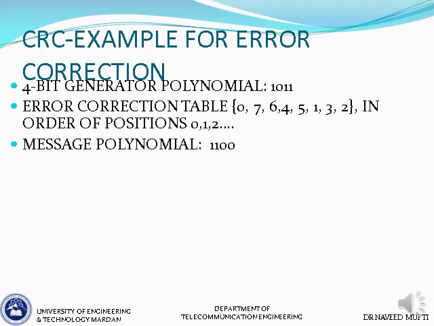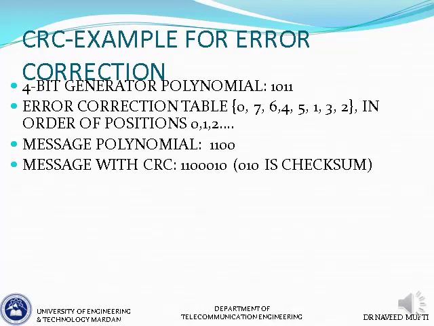And this is our message polynomial. With this message polynomial, we will append our CRC. So these extra 3 bits here, 0, 1, 0, are our checksum, appended to our message. So we added extra 3 bits. Why? Because our generator polynomial has the terms x raised to power 0, x raised to power 1, x raised to power 2, x raised to power 3. So we added 3 extra bits here. So this is our message with the CRC.